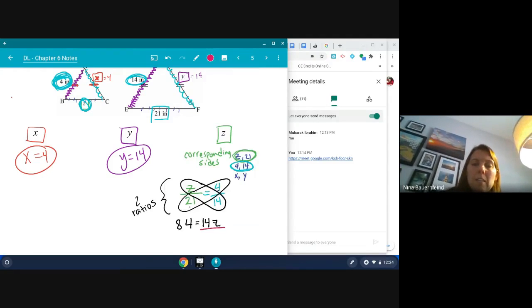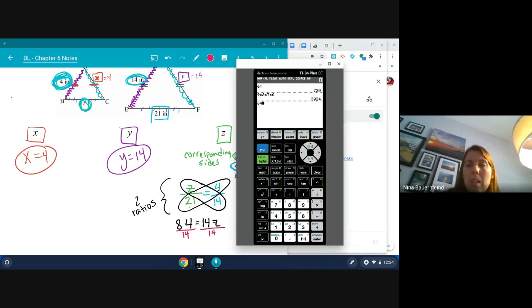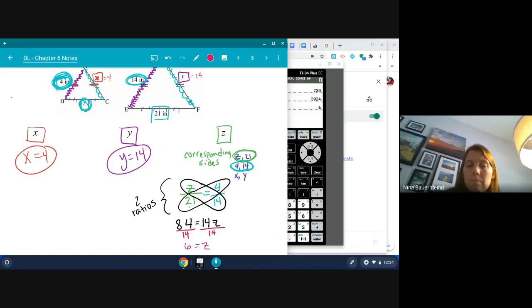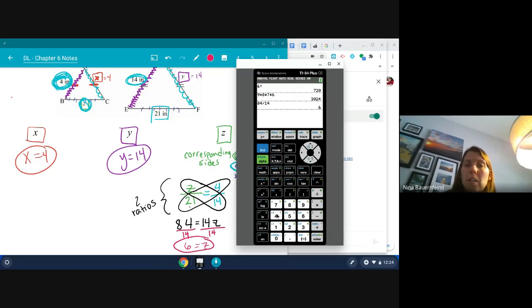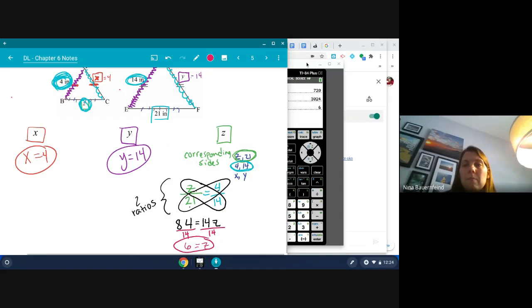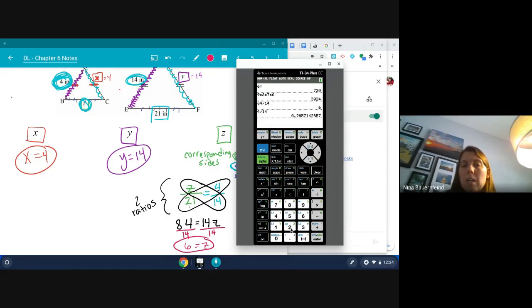And we need to divide then by 14. Divide by 14 is 6. So what's cool is if we take that 4 divided by 14, so that's these two blue sides here, 4 divided by 14, and hit enter. And then if we take the 6, which is what we found Z to be, so if we do 6 divided by 21, we should get the same thing, which we do, so we know that we're correct.